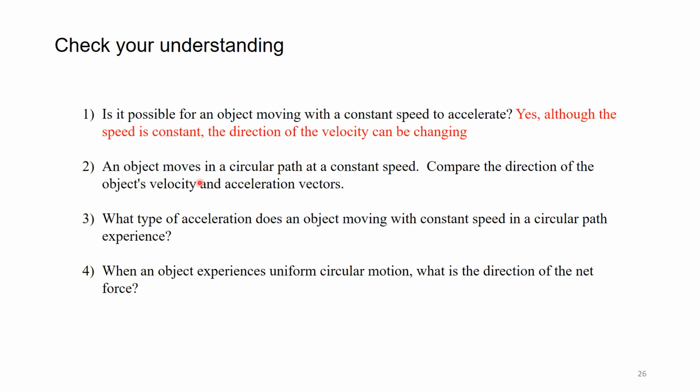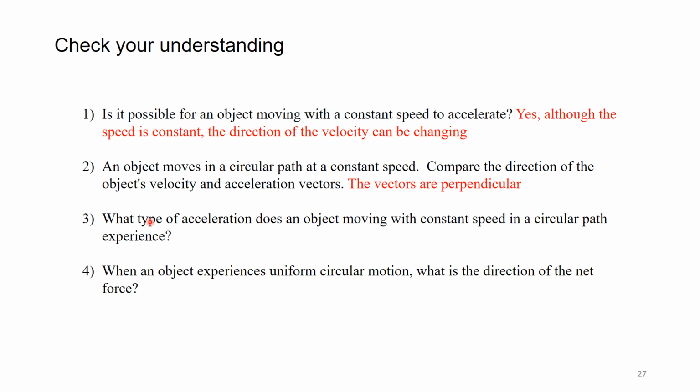Question 2, an object moves in a circular path at constant speed. Compare the direction of the object's velocity and the acceleration vectors. We know the velocity vector in a circular path is tangent to the circle, and the acceleration vector points along the radius to the center. From geometry you know that the tangent and the radius of a circle always make a 90-degree angle between them, so they must be perpendicular. So that means that the velocity and acceleration for circular motion must be perpendicular as well.